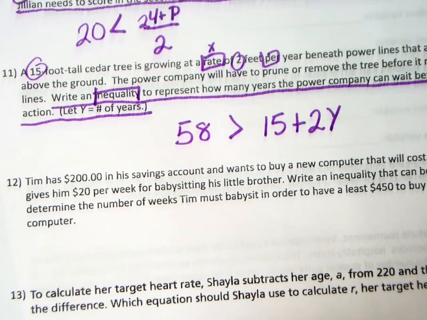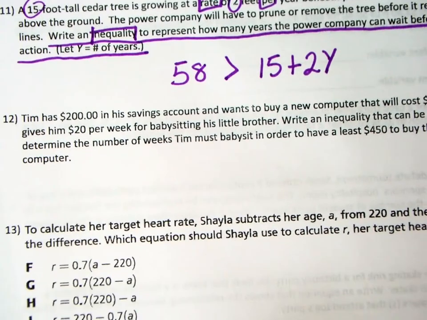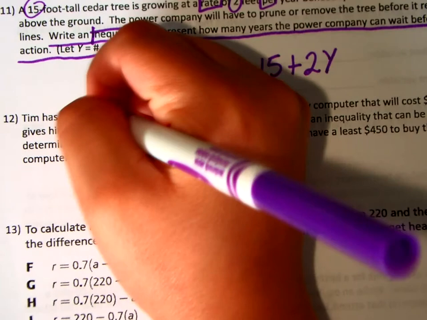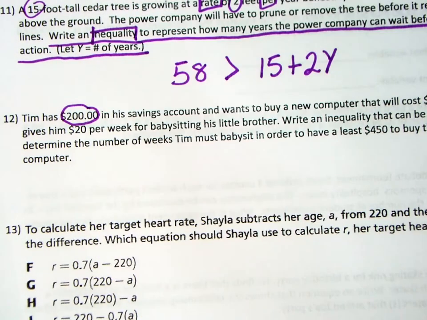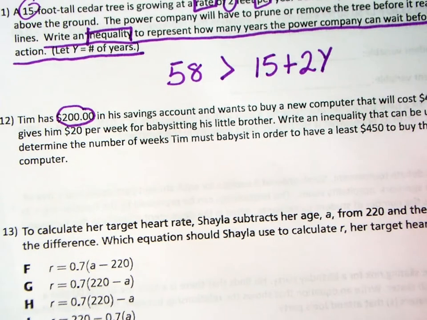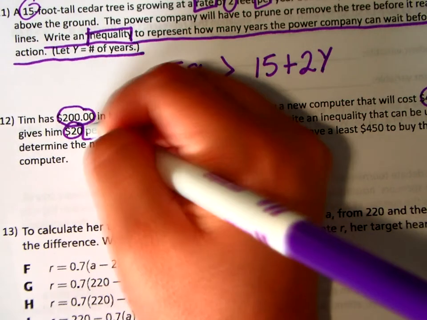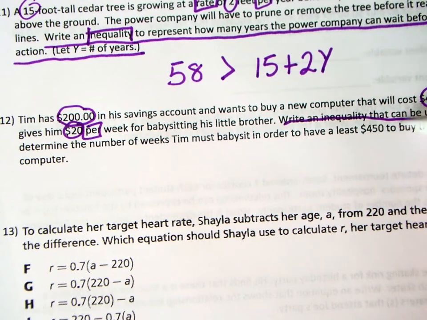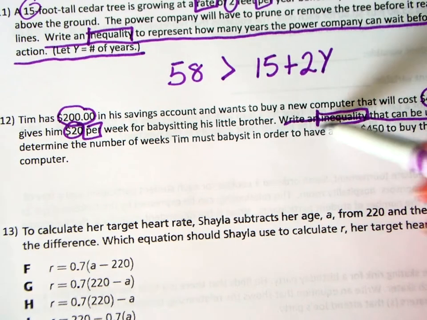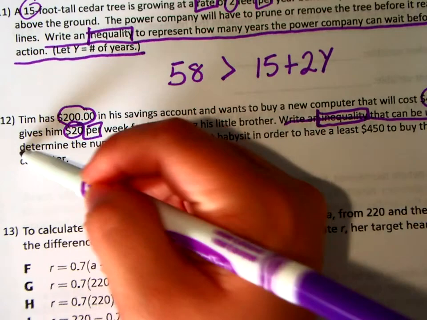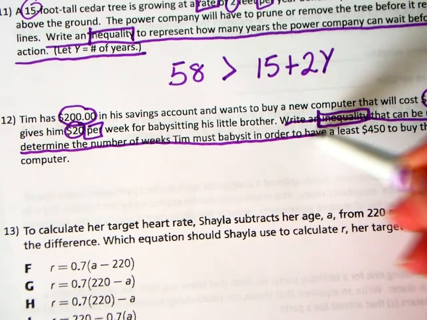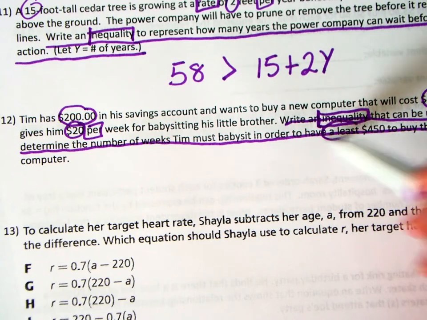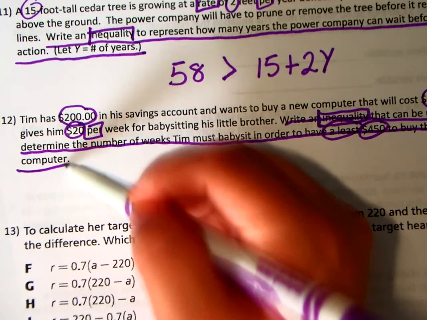Last 3 problems right here. Tim has $200 in his savings account, so we'll go ahead and start circling, boxing, and underlining. He wants to buy a computer that'll cost him $450. His mom gives him $20 per week for babysitting his little brother. Write an inequality, so inequality is the key word there, that can be used to determine the number of weeks Tim must babysit in order to have at least $450 to buy a new computer.